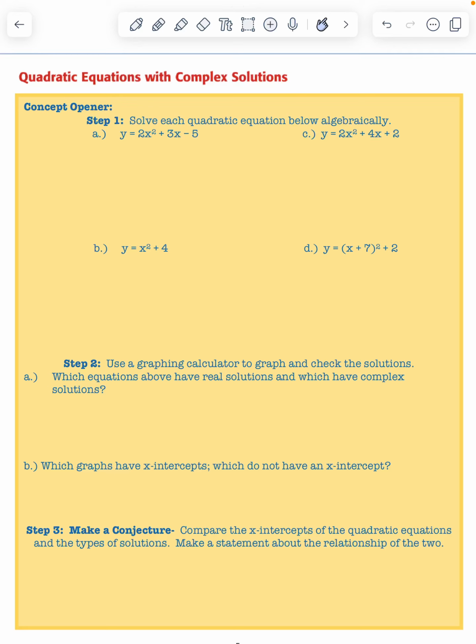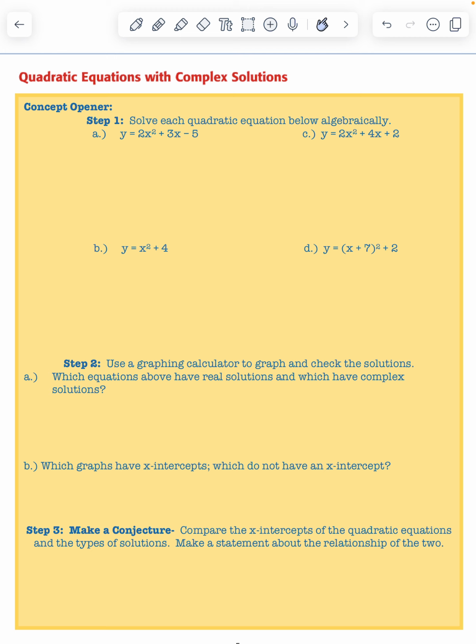Next, we have quadratic equations with complex solutions. So if we were to solve these algebraically, what that really would mean would be to try and factor this and then solve. So for the first one, y equals 2x squared plus 3x minus 5. If we were to try to solve this quadratic equation, I personally look at this and I'm like, all right, the square root method doesn't look like it's going to work. Why don't I try and factor it?